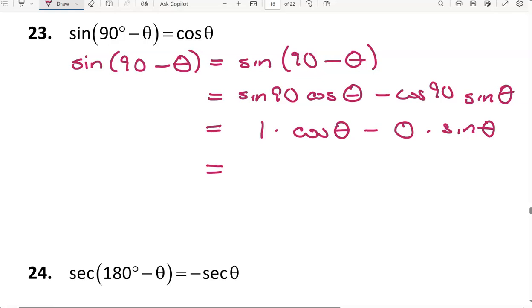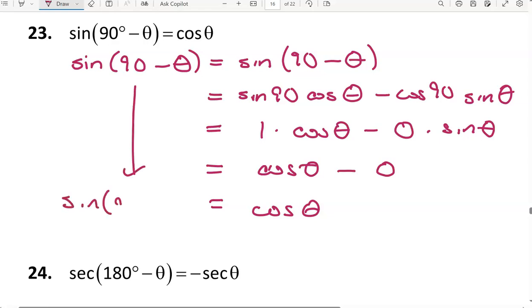And 1 times the cosine of theta is the cosine of theta, and 0 times the sine of theta is 0, and cosine of theta minus 0 is the cosine of theta. Now I'm just going to bring down the sine of 90 minus theta on the left side. You don't have to write it in every single step. And you'll notice that our last step says what we were trying to prove. I'm going to write QED, but you do not have to.